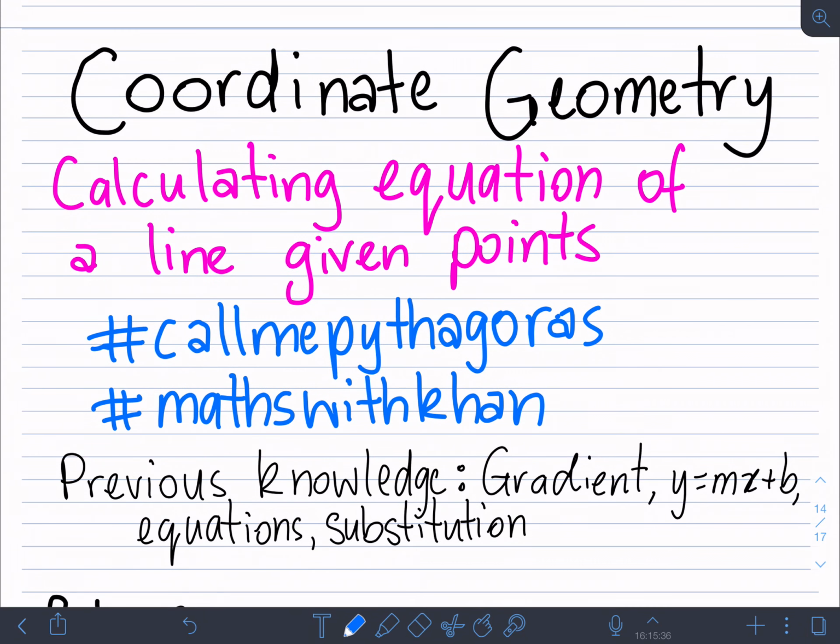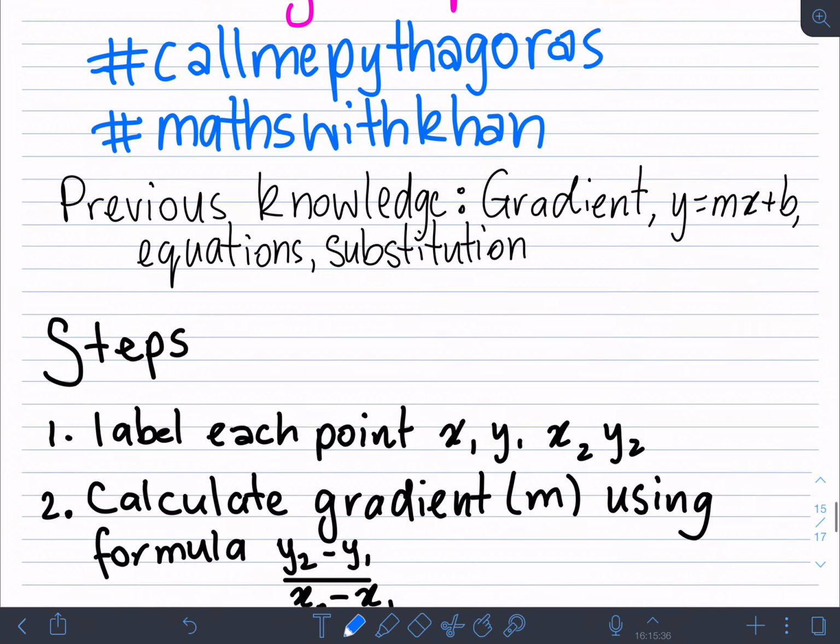Hey guys, so today we're going to be doing some coordinate geometry work where you are required to calculate the equation of a line given some points. What you need to know in order to do this: you need to know what a gradient is and how to calculate it. You need to have some understanding of y equals mx plus b. You need to know equations and how to use them, and you need to know substitution.